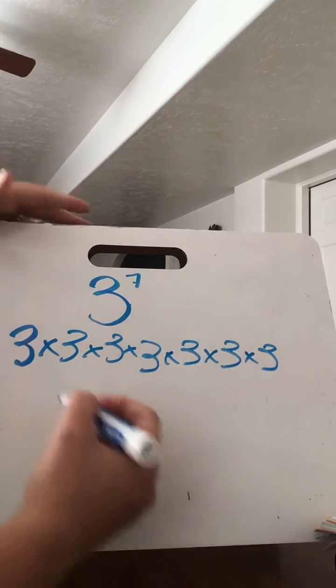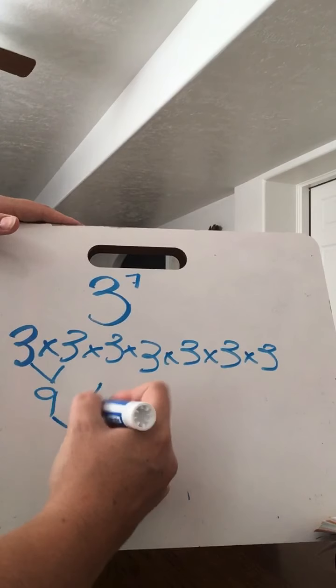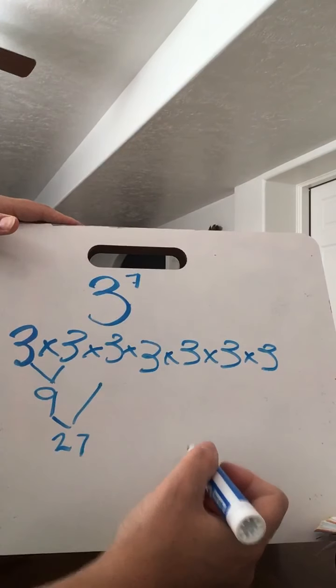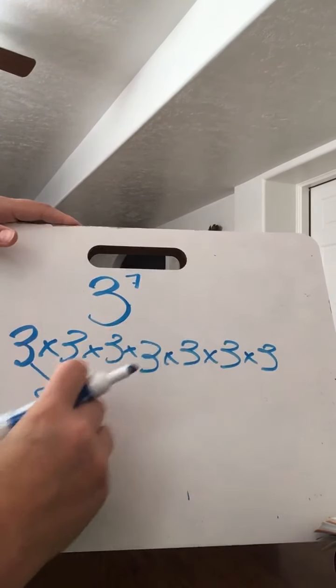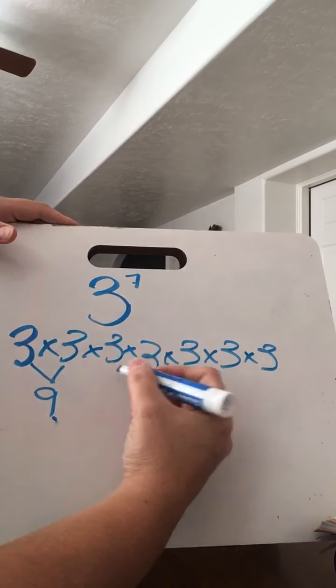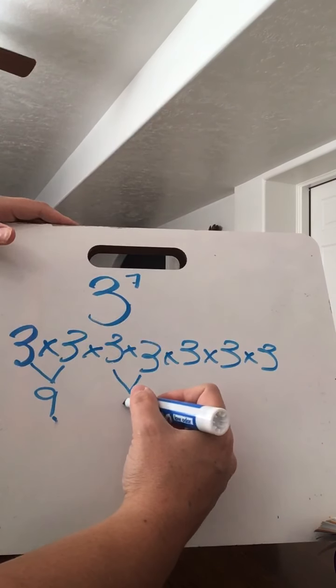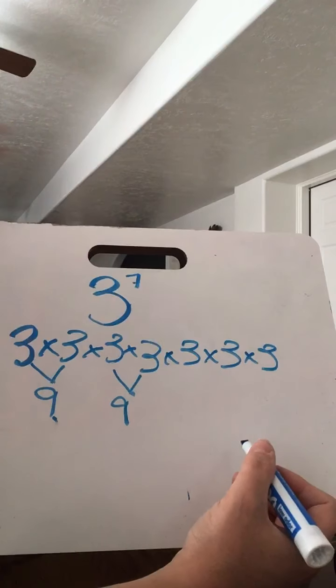So 3 times 3 is 9. Then another 3 is 27. Let's do it the shorter way. 3 times 3 is 9. Another 3 times 3 is 9.